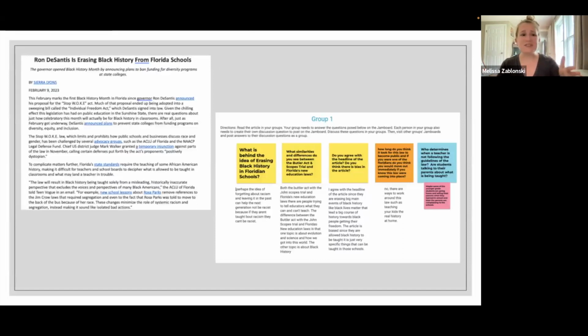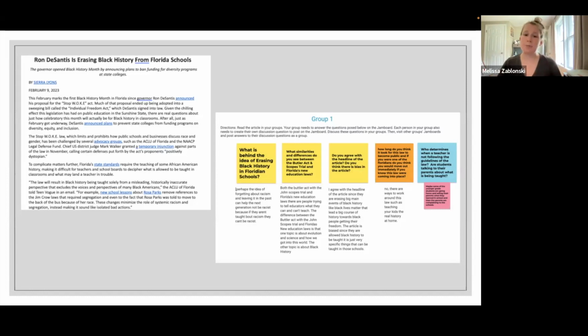So this year, with these headlines earlier in 2023 with DeSantis enacting all these education laws, I don't want to get too controversial here, but enacting laws that are banning certain books, banning certain things from being taught in history classes, we, after learning about the Scopes trial, really talked about that. Students were surprised because they didn't know that this was happening. So students read an article about the erasure of Black history from Florida schools. They read the article that's on the left here.